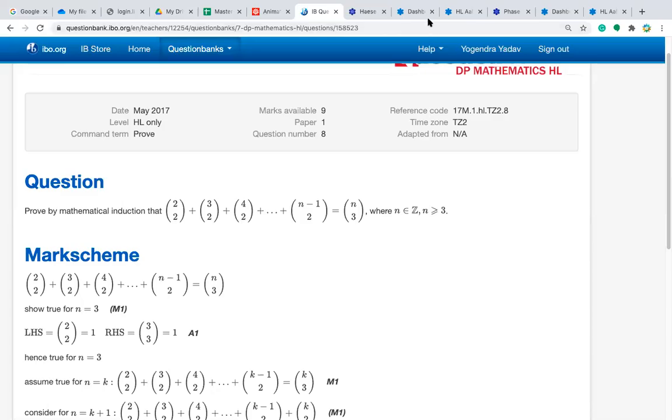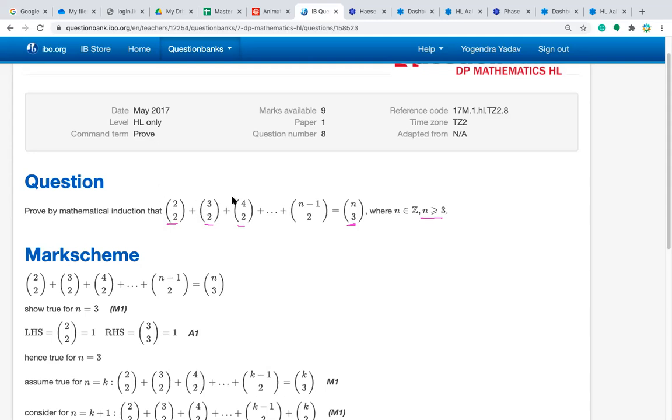So here's another example in mathematical induction, where the question is that, let's say I have to prove that the sum of 2c2, 3c2, 4c2, and so on is equal to nc3 for n more than or equal to 3.